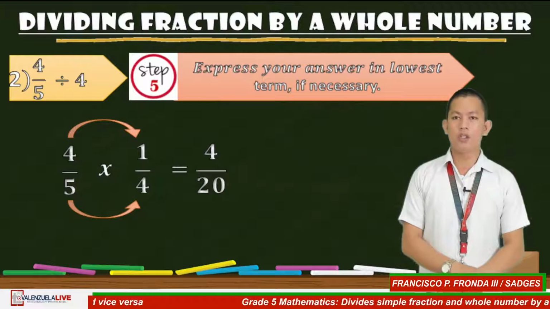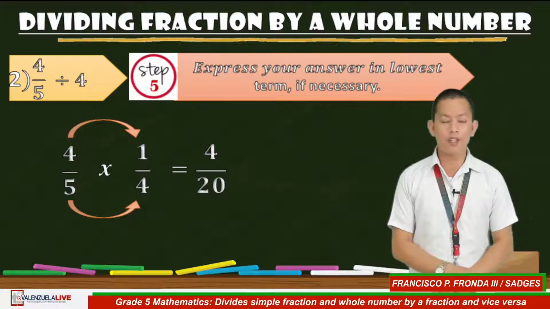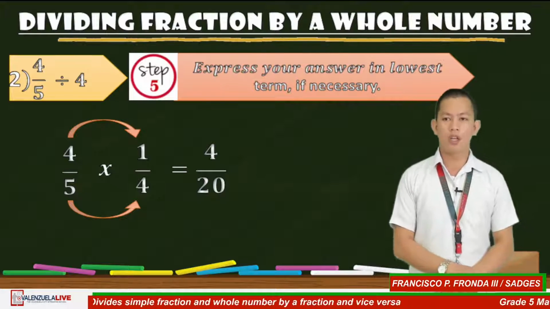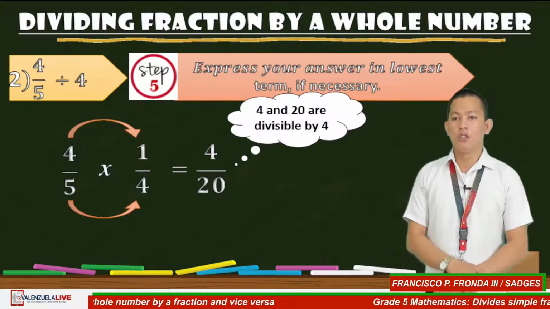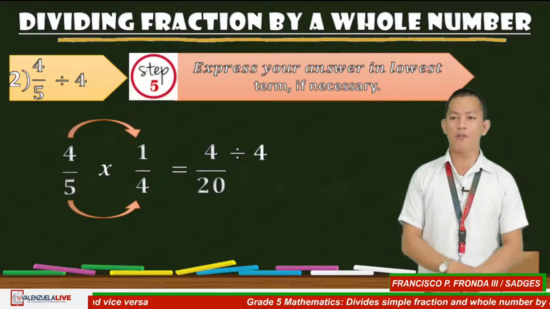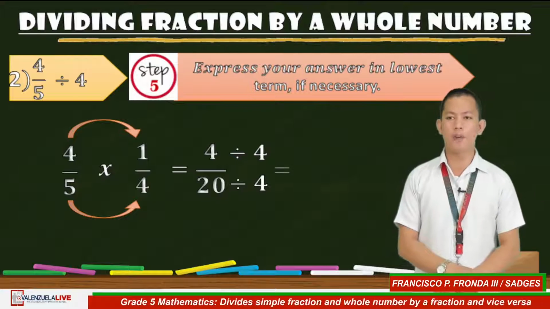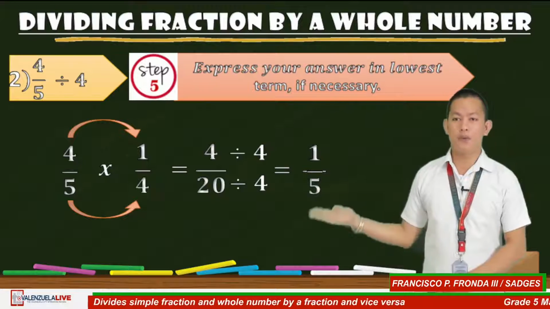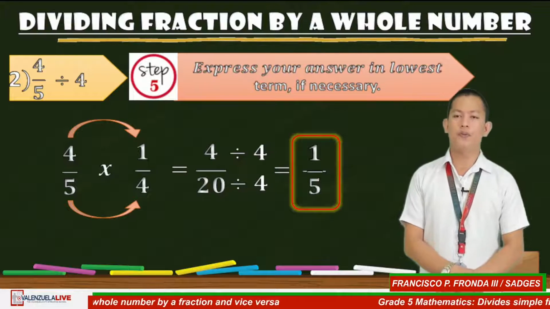Express your answer in lowest terms if necessary. So let's observe the value of the numerator and the denominator. The numerator is 4 and the denominator is 20. As we observe, is there a common factor? Yes, there is. 4 and 20 are divisible by 4. So we can divide 4 by 4 and 20 by 4. 4 divided by 4, the answer is 1. 20 divided by 4, the answer is 5. So therefore, our final answer is 1/5.